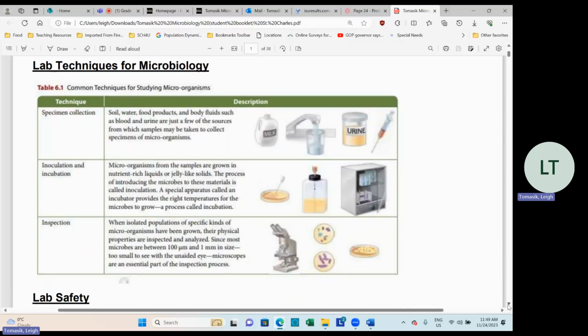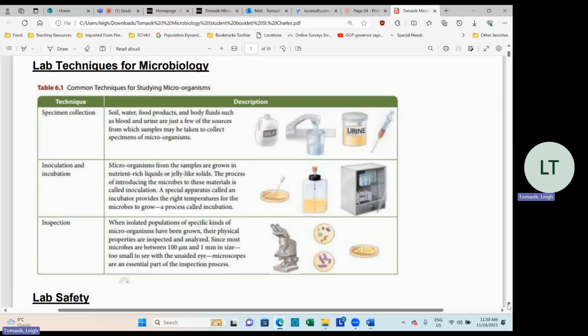So first, we're going to talk about how we collect, grow, and observe microorganisms. So, a sample of a microorganism or a sample of a living thing is called a specimen. And we can collect microorganisms from a lot of different places. We can collect them from the soil, we can collect them from our water, we can collect them from food, and we can collect them from bodily fluids, such as blood and urine.